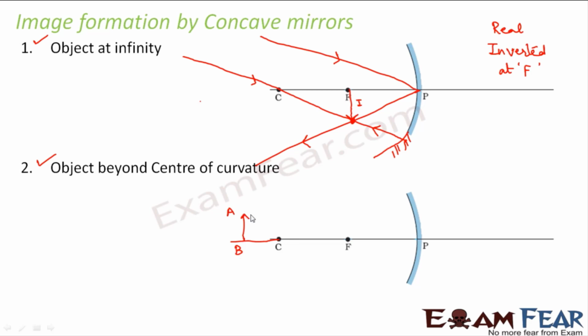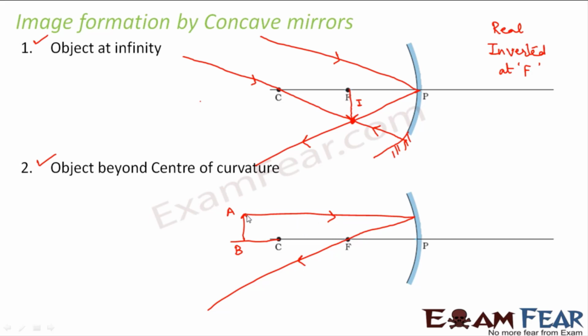This is some object. Now in this case, let us suppose there is a ray of light which goes parallel to the principal axis and falls on the mirror. According to rule number 1, what will happen? A ray of light parallel to the principal axis after reflection passes through the principal focus. So this is how it will go after the reflection.